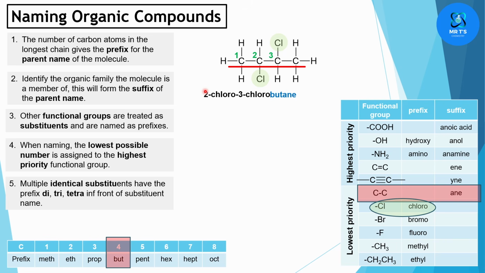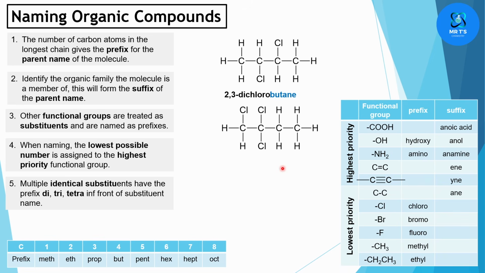So what they do instead of writing 2-chloro, 3-chloro is they write 2,3-dichlorobutane. And that is the correct way of writing it. So we've condensed the longer form of the name down to a shorter one, and we put a di if there are 2 of the same group. Let's have a look at the next molecule that we have here.